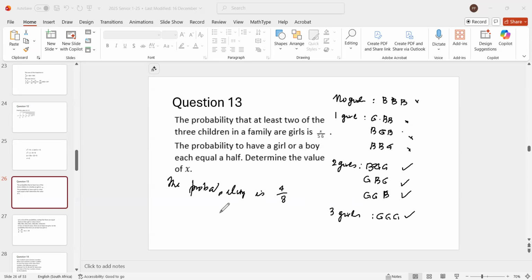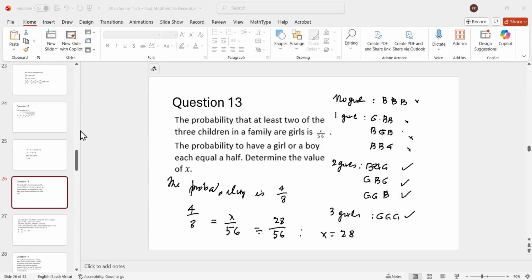But now we know that 4 over 8 is equal to x over 56. So these are equivalent fractions. To get to 56, you have to multiply the denominator by 7. And the numerator you must also multiply by 7, 7 times 4. And that tells you straight away that x is equal to 28. That gives you the solution for x.